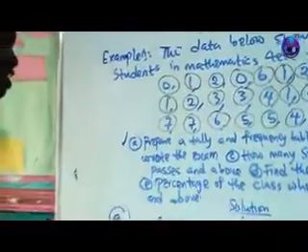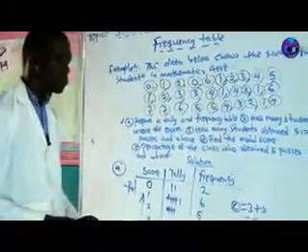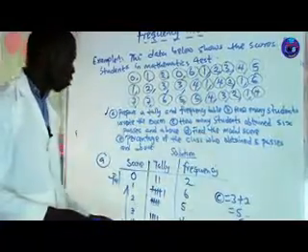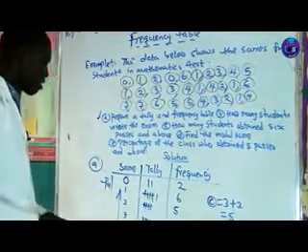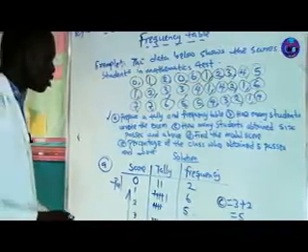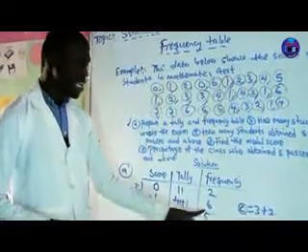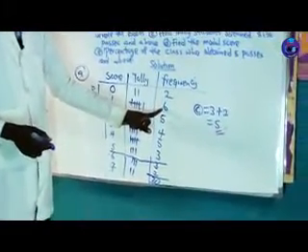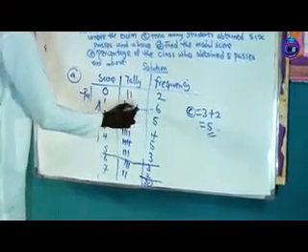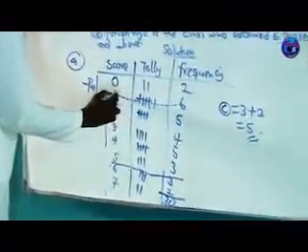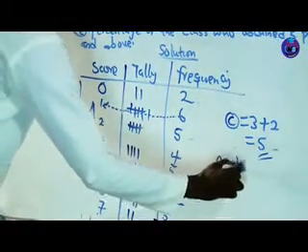Okay, now let's look at the D part. Find the modal score. Modal means mode, and for you to trace mode, you need to look for the highest frequency. The highest frequency here is 6. Can you see it? 6. So when you trace 6 it will come here. So that means the modal score is what?